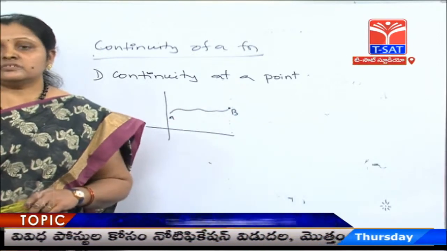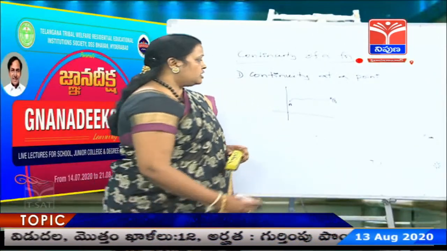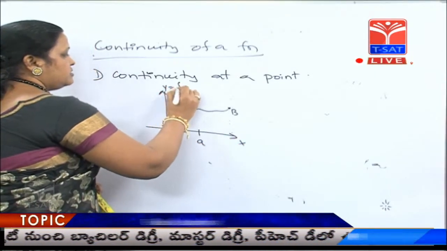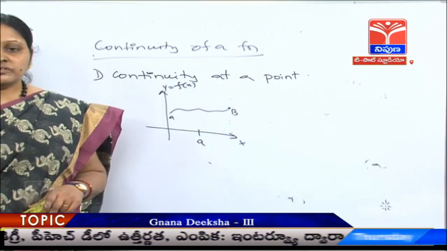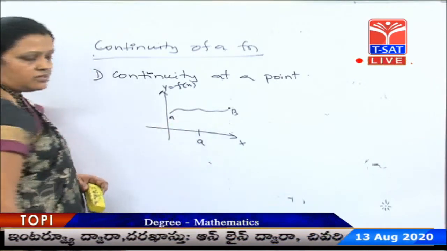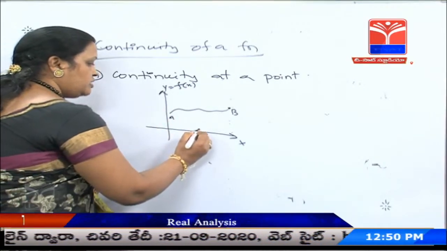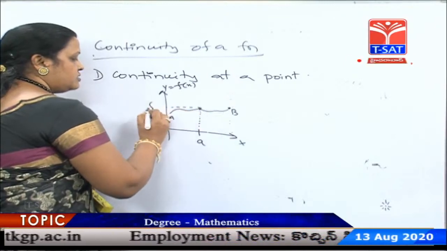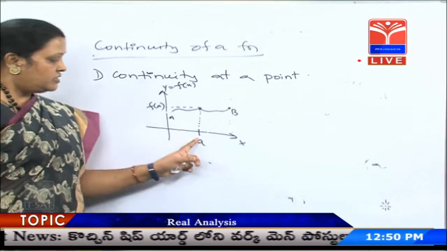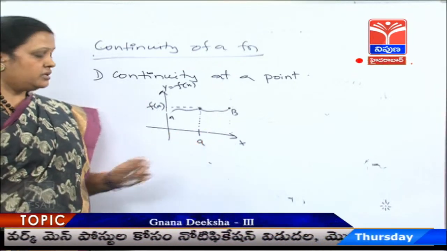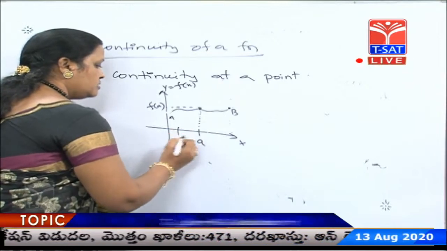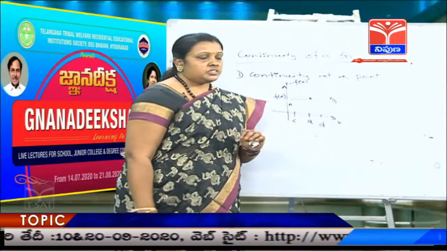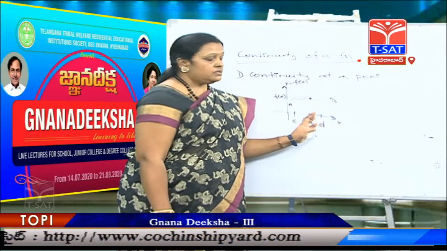Now if you want to define this function as continuous at a point, let us take a point on the real line, with this as the x-axis and this as the y-axis, which we are treating as y equal to f of x. If you are taking a point A on the x-axis, the corresponding value of the function is defined as f of A. Let us take some interval here, say C and D. We are not bothering about the other points, we are just defining the continuity of a function at a point A.